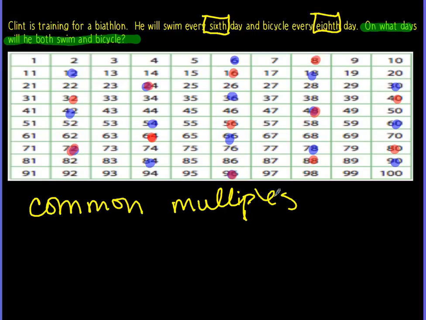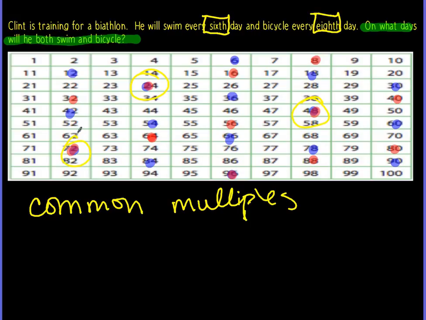And common multiples are products that two numbers have that are the same. And when we're counting off the days, on day 6, that's a multiple of 6. On day 8, that's a multiple of 8. So on these days that overlap, those are going to be common multiples.